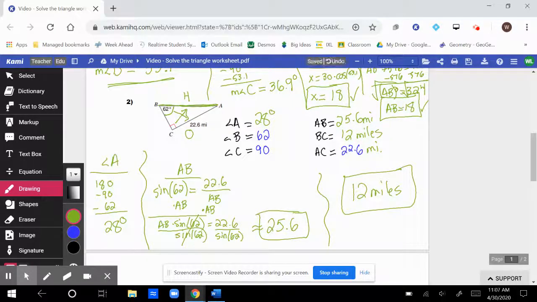All right, guys, so right now you're finishing the worksheet, or your teacher may give you a certain amount of them, like just the odds or just the evens. All right, make sure you check with your teacher to see what your specific assignment is.